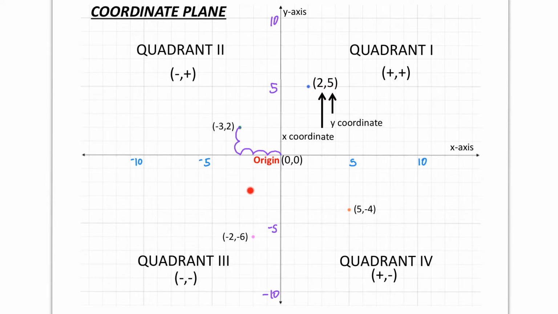Negative 1, negative 2, negative 3, negative 4, negative 5, negative 6. So that's why we have a negative 2, negative 6. And this one, well, from the origin, you go 5 to the right, so that's positive, and then you have to go down. So when you go down on the y-axis, it's negative, so you go down 4. Negative 1, negative 2, negative 3, negative 4. So that's what a coordinate point is.